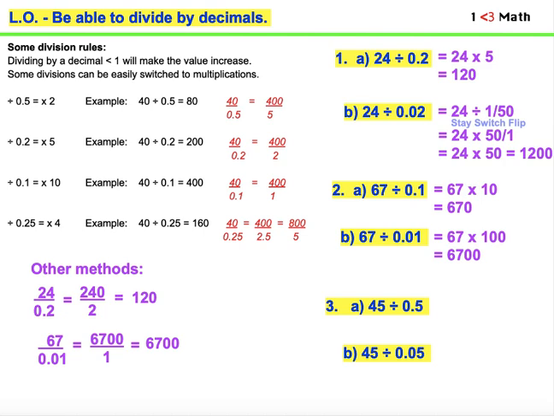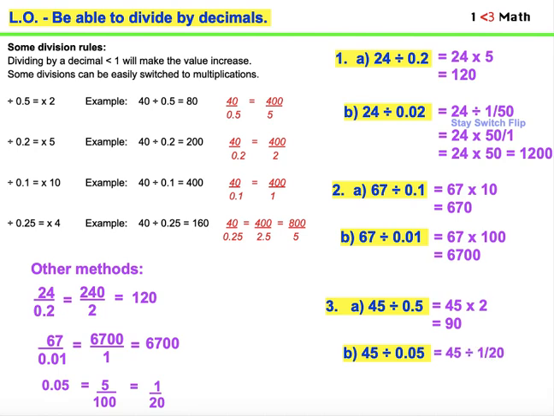Now, dividing by 0.5, as I said earlier, is the same as timesing by 2. So 45 times 2 is 90. Okay, for part B, I'm going to use the stay switch flip method. So I'm going to change 0.05 into a simplified fraction. Now 0.05 is 5 out of 100, 2 decimal places, denominator 100. That simplifies by dividing top and bottom by 5 to 1 over 20.